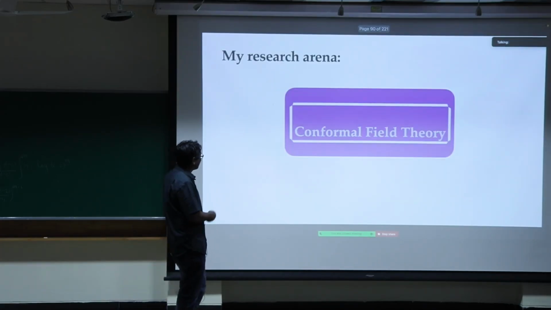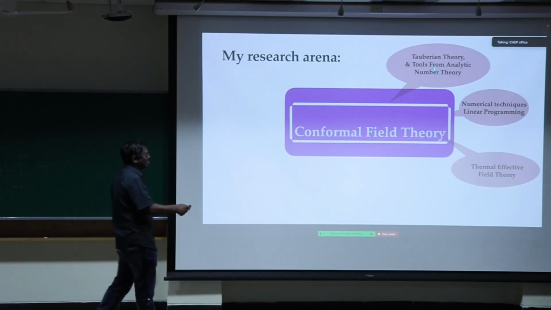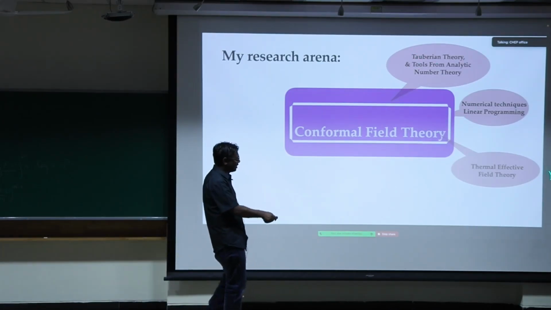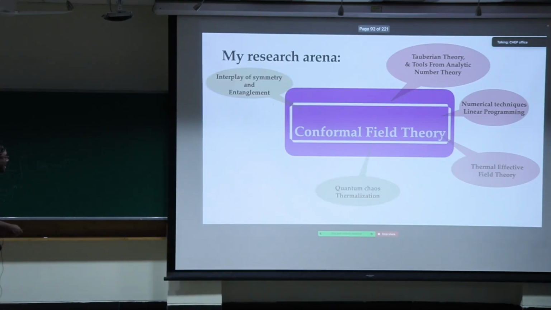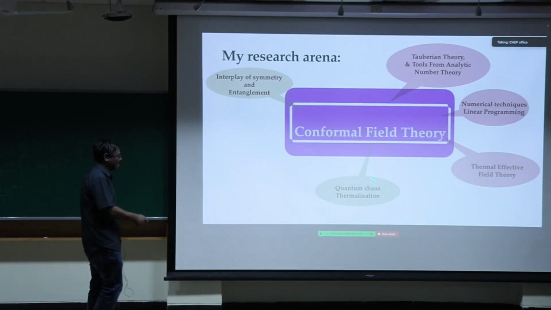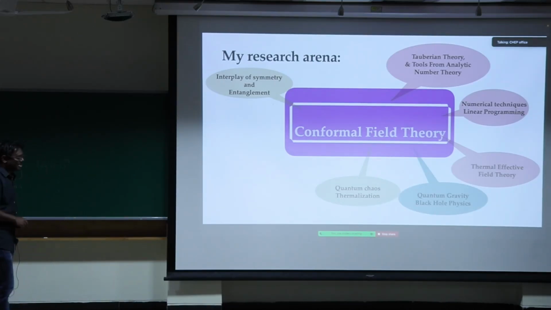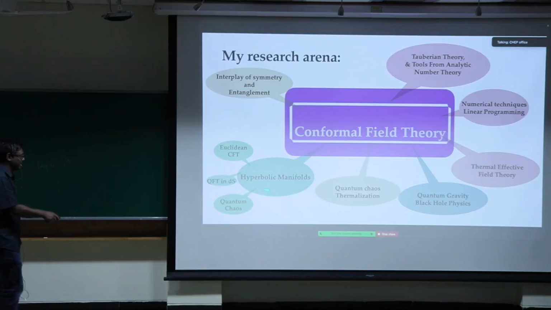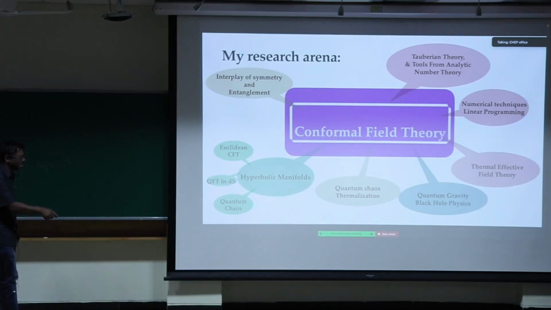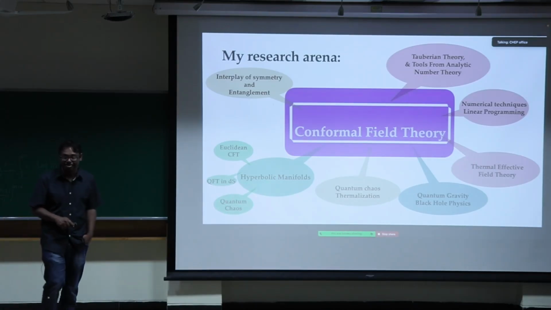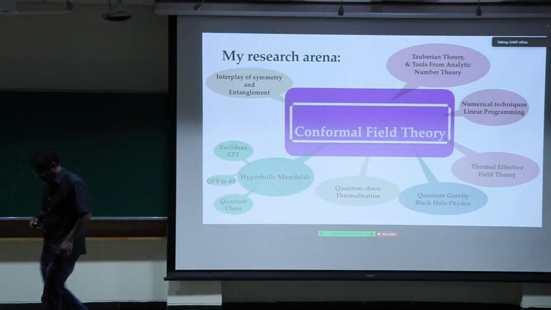So my research arena is based on conformal field theory. I use various tools from analytic number theory, numerical techniques like linear programming, and thermal effective field theory to figure out these universal observables in conformal field theory. Of course, this has implications for quantum chaos and thermalization. There is an interplay of symmetry and entanglement. There is an implication in quantum gravity and black hole physics. There is also an implication in hyperbolic manifolds, which has other offshoot results in Euclidean CFT and QFT in de Sitter, and again, you can think of hyperbolic manifolds as a toy model of quantum chaos. So this is the big picture of the things I am interested in and have been doing.